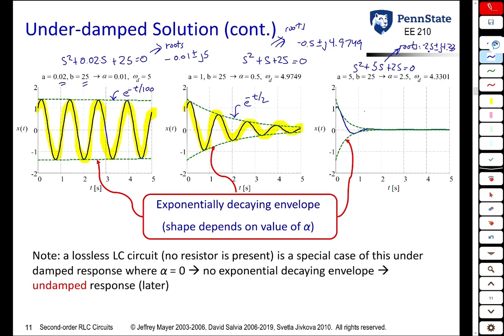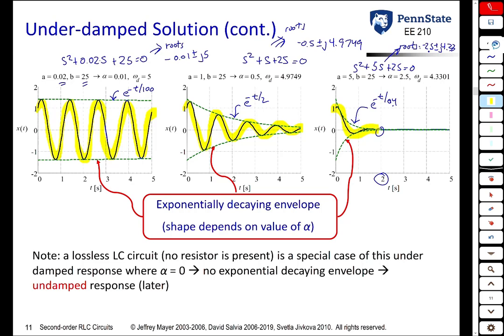So now this exponential envelope is e to the minus 2.5t, or e to the minus t over 0.4. So this has a time constant of only 0.4 seconds. So by the time you get to 2 seconds, it's basically 0. You still have this oscillation inside with a frequency of 4.33 radians per second, but because the decay happens so quickly, you don't see much of the oscillation.